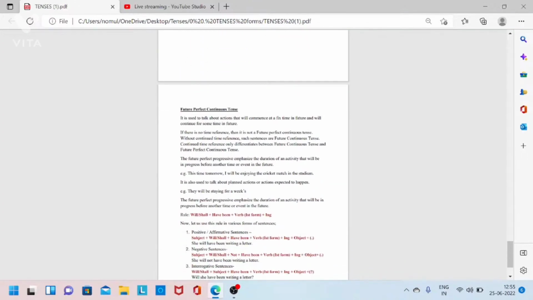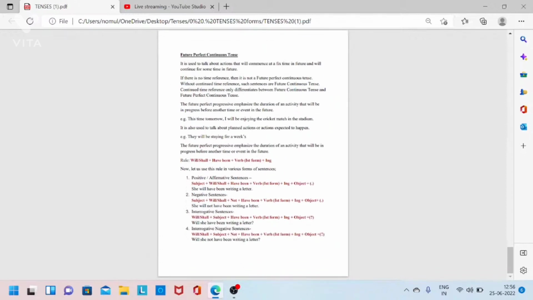And the future perfect continuous tense is used to talk about an action that will commence at a fixed time in the future and will continue for some time in the future. Okay, if there is no time reference, then it is not a future perfect continuous tense. Without continued time reference, such sentences are future continuous tense. Continued time reference only differentiates between future continuous tense and the future perfect continuous tense.